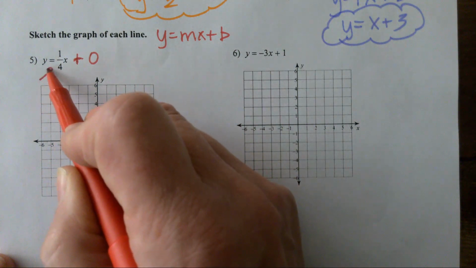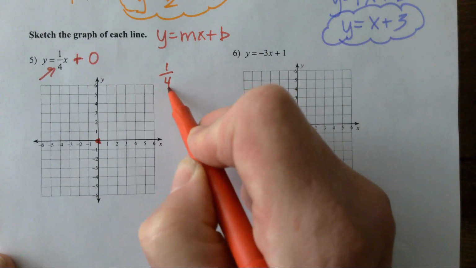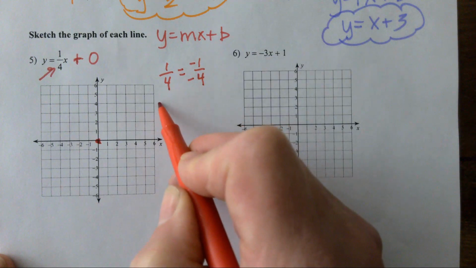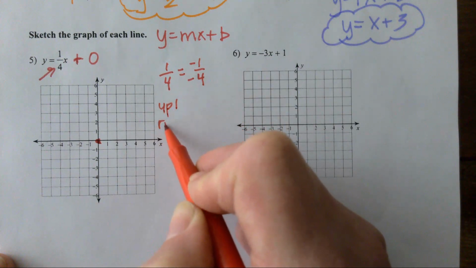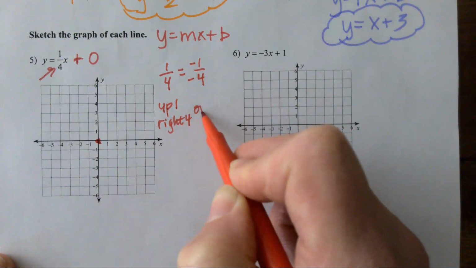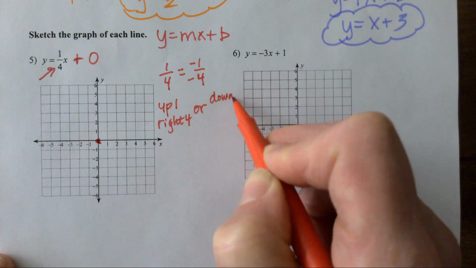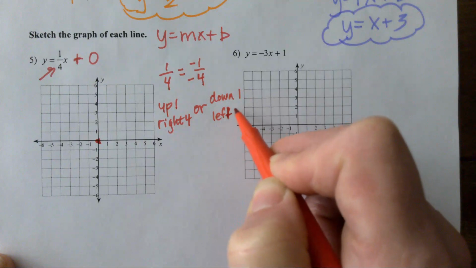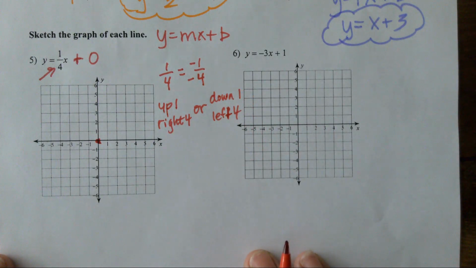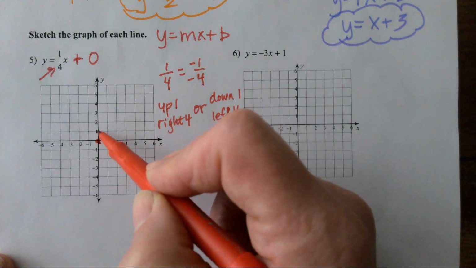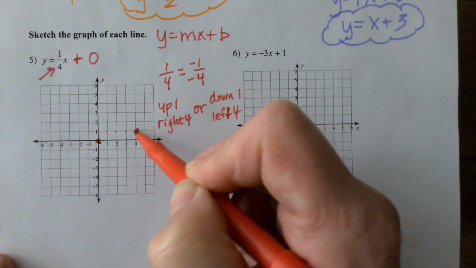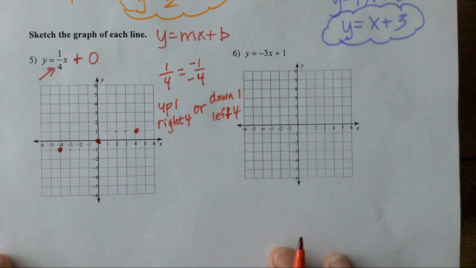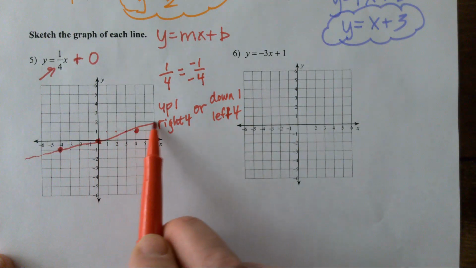And then this slope tells me 1 over 4 is the same as negative 1 over negative 4. And so this tells me up 1, right 4, or down 1, left 4. Remember how those work? Okay. So from this point, I go up 1, right 4, and I always like to do 1 in each direction, or down 1, left 4. And once I have my points, I can create my line.